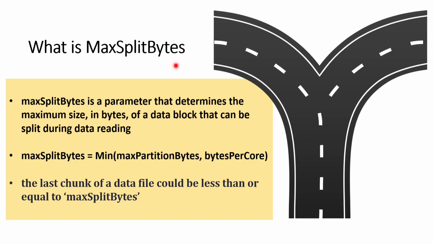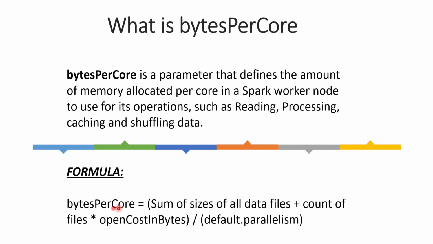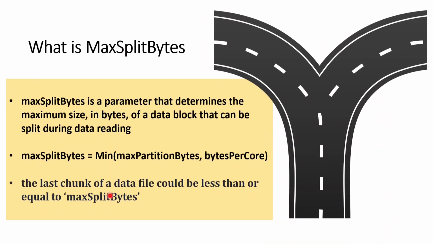So what is this max split size? This is one of the parameters that determines the maximum size in bytes of a data block that can be split during data reading. The formula is a minimum of maximum partition bytes comma bytes per core. In our previous slide, we have seen the formula of bytes per core. This will be calculated in the first step by the Spark engine. Once bytes per core is calculated, then there is the value maximum partition bytes. This is one of the Spark parameters, and by default it is 128 megabytes.